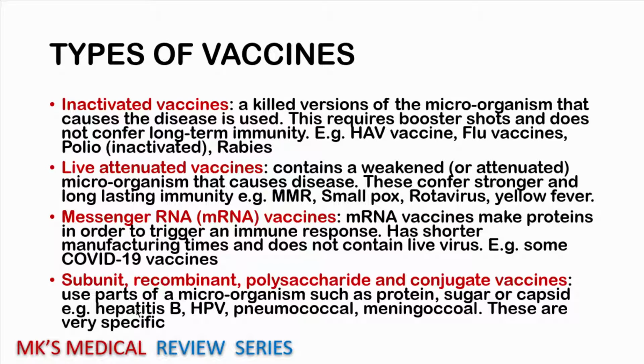This is done with hepatitis B. It's done with human papilloma virus. It's done with pneumococcal vaccines. It's also done with meningococcal vaccines. The disadvantage of this is that they are very specific to specific strains. If the protein is not found on this virus, it will mean that regardless of you getting the vaccine or not, you won't be protected against different strains. You won't be protected against different viruses.